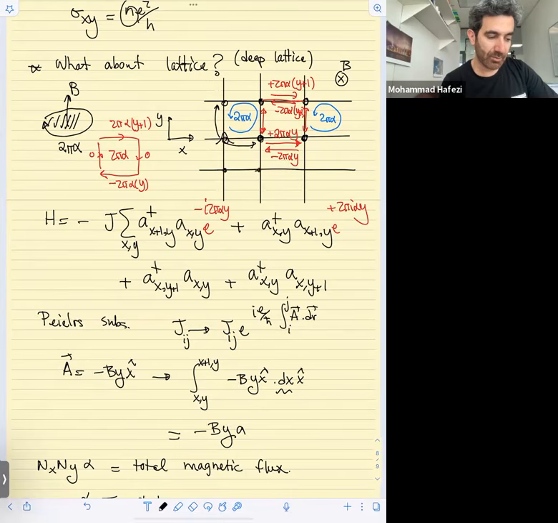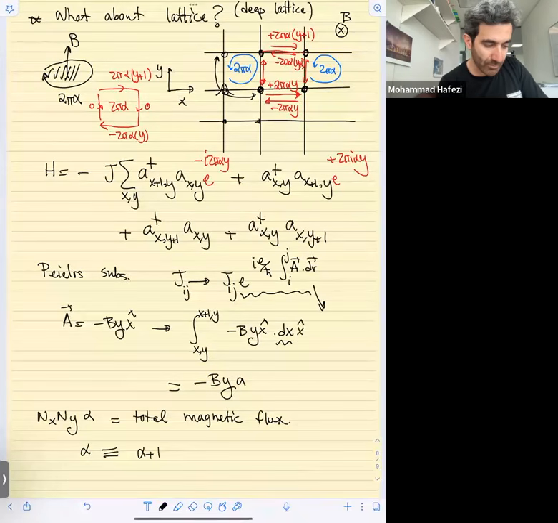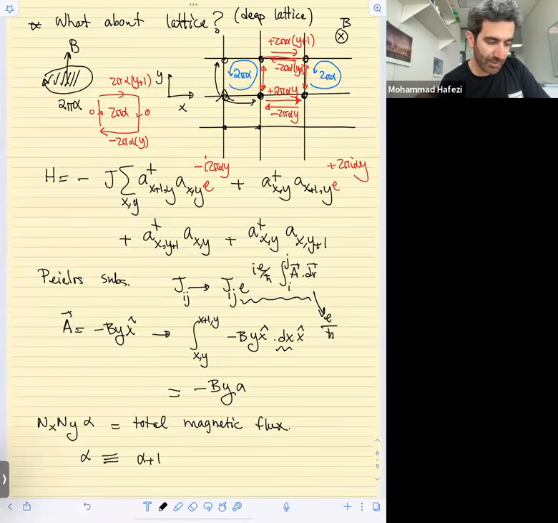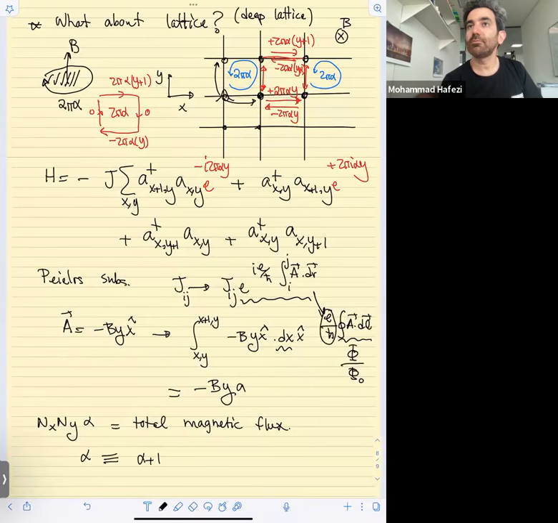Imagine that I do this from here to here to here, and I go around the plaquette. Then the total phase that you acquire will be e over h-bar times the loop integral of A dot dl, right, for a closed loop. And what is this? This is the magnetic flux divided by the magnetic flux quantum. So this will be phi divided by phi 0. Sounds good?